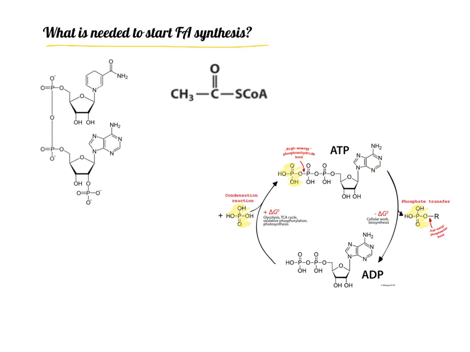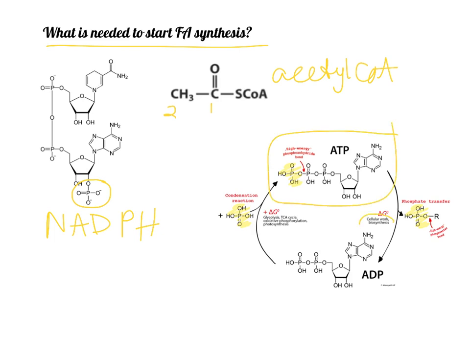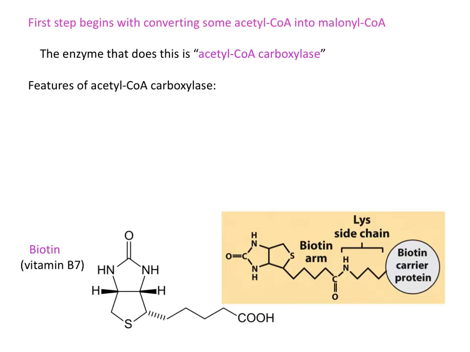Okay, I just did this. What's needed to start? I don't know why I did this on two. Oh, right, because the structures are here. So this is NADPH. And the reason that you know it's NADPH and not NADH is because there's a phosphate here. This is acetyl-CoA. Hopefully you're able to draw the structure of this by now. And again, here's carbon 1 and here's carbon 2. It's a 2-carbon carrier. And then we're going to need ATP because we're going to be doing biosynthesis of a fatty acid. Okay, so the very first step begins with converting some acetyl-CoA into this molecule called malonyl-CoA.